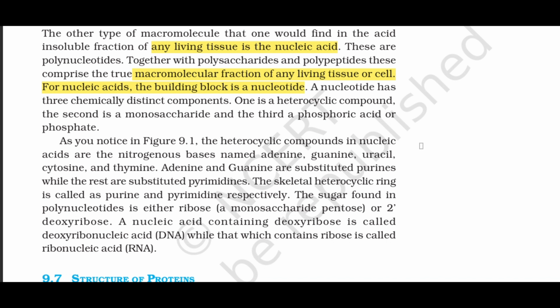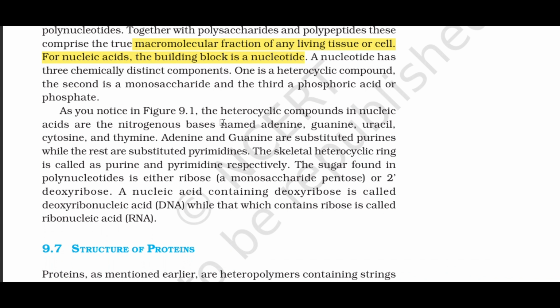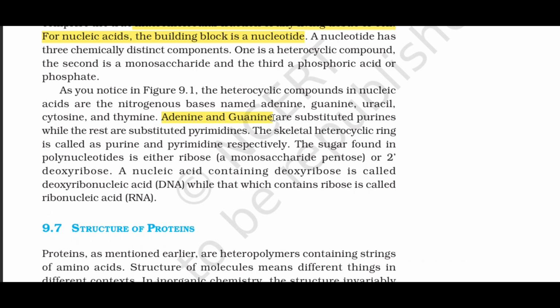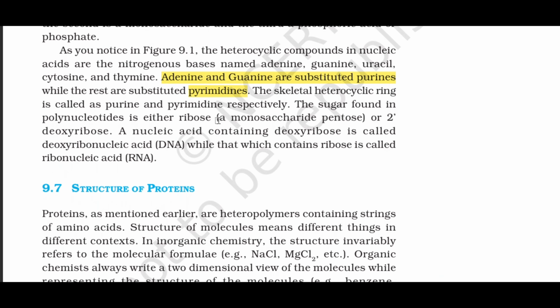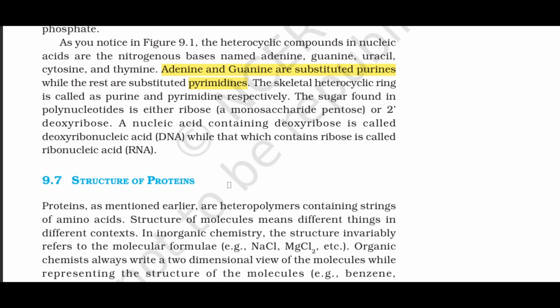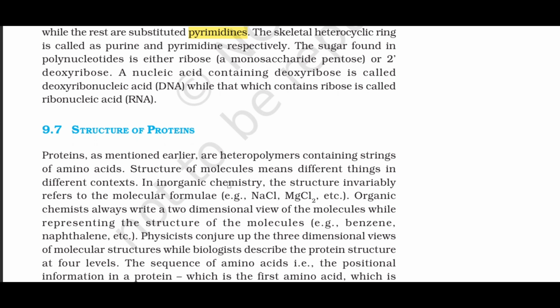As you notice in Figure 9.1, the heterocyclic compounds in nucleic acids are the nitrogenous bases named adenine, guanine, uracil, cytosine, and thymine. Adenine and guanine are substituted purines while the rest are substituted pyrimidines. The skeletal heterocyclic rings are called purine and pyrimidine respectively. The sugar found in polynucleotides is either ribose, a monosaccharide pentose, or 2-deoxyribose. A nucleic acid containing deoxyribose is called deoxyribonucleic acid, DNA, while that which contains ribose is called ribonucleic acid, RNA.